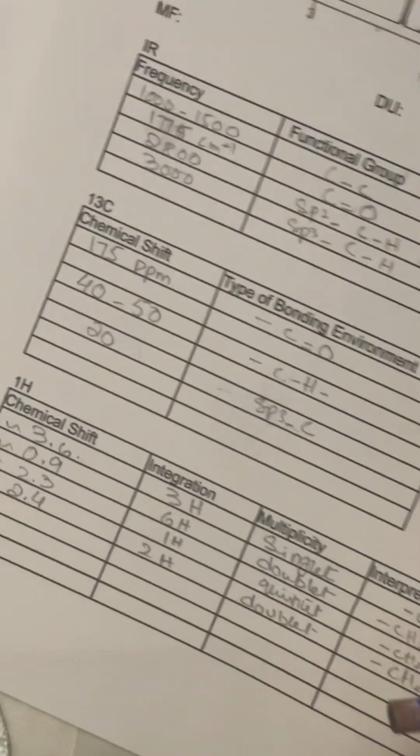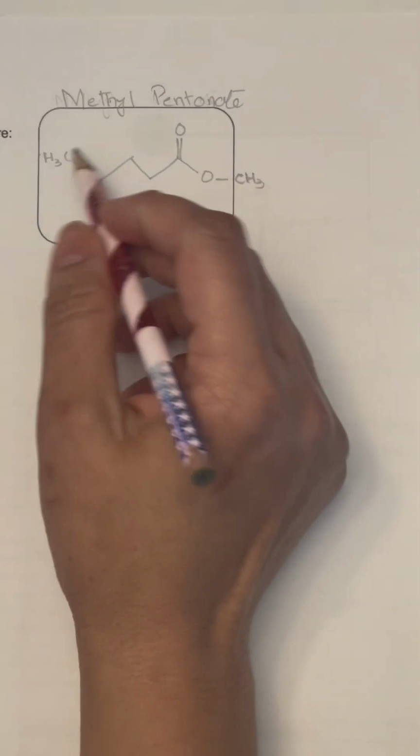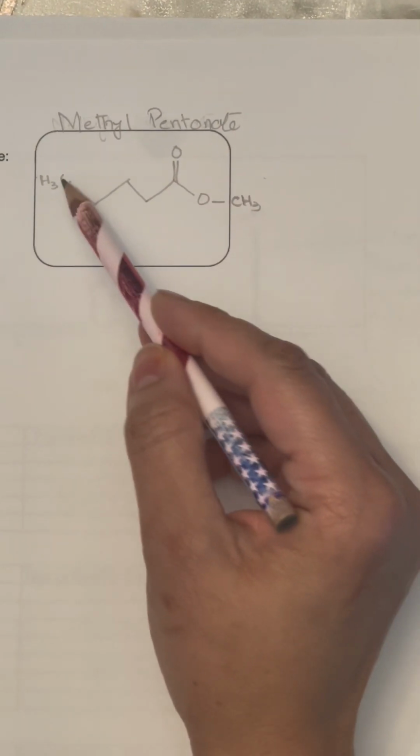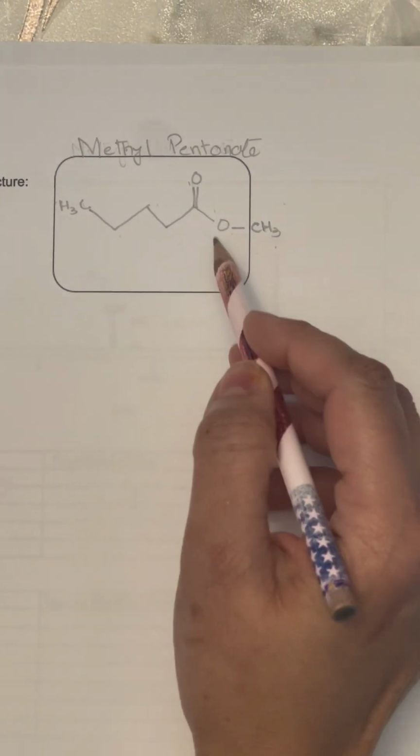So my proposed structure according to these graphs is methyl pentanoate. Here we have a 6 carbon compound attached with the methyl and the 2 oxygen atoms.